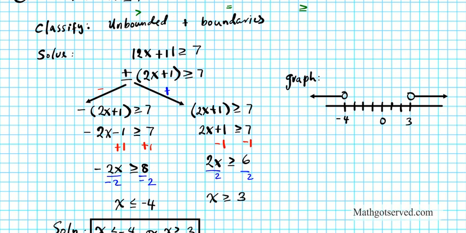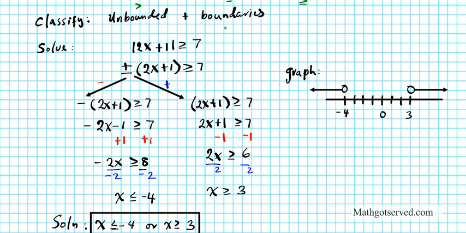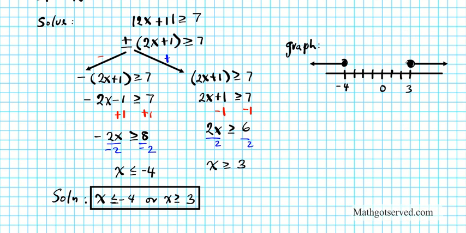Remember, we said that the classification was unbounded plus boundaries, so we have to include the boundaries, which are those two dots. So we have to fill in this and fill in that, which means that these points are part of the solution set. If you want to do a test, you can include those points. It's okay. All right. Now that's our graph.